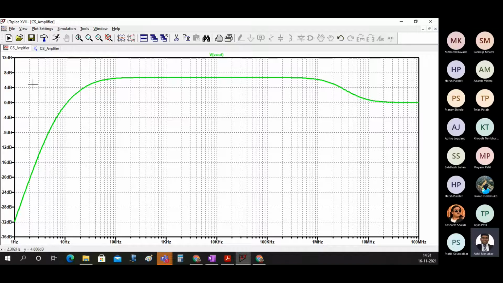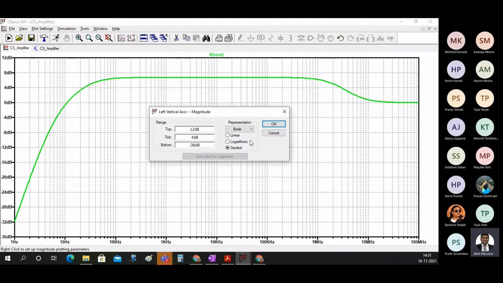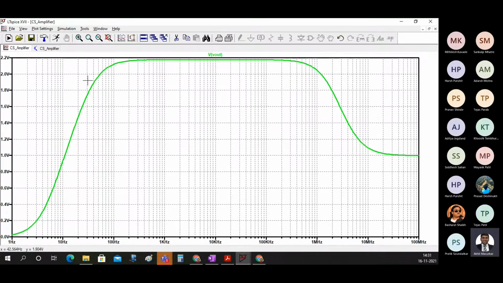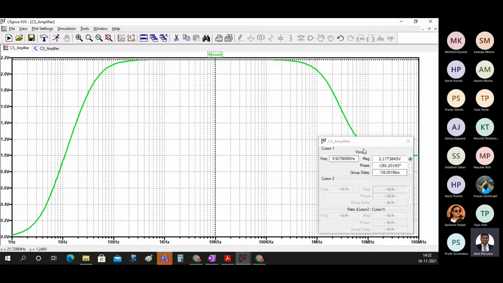Now, why even calculate this? I just wanted to show you how to calculate, but Spice directly shows you the value. We have said dB, this axis should be dB. If we make this linear and then say OK, you can see that the gain is 2.1. Can you see that? Now if you see, using the cursor in the mid band, the gain is 2.1.